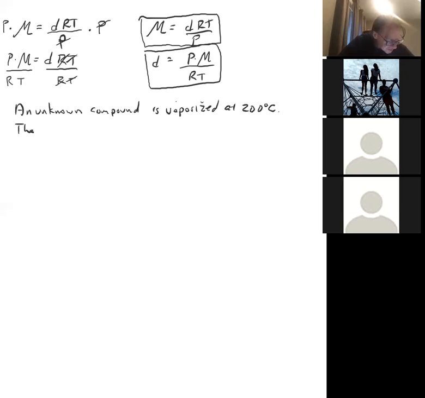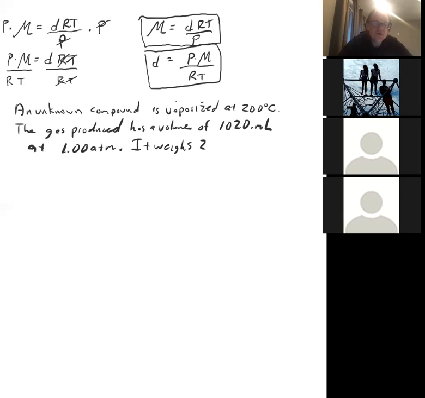The gas produced has a volume of 1020 milliliters at 1.00 atm. It weighs 2.49 grams. Find the molar mass of the gas or of the compound.